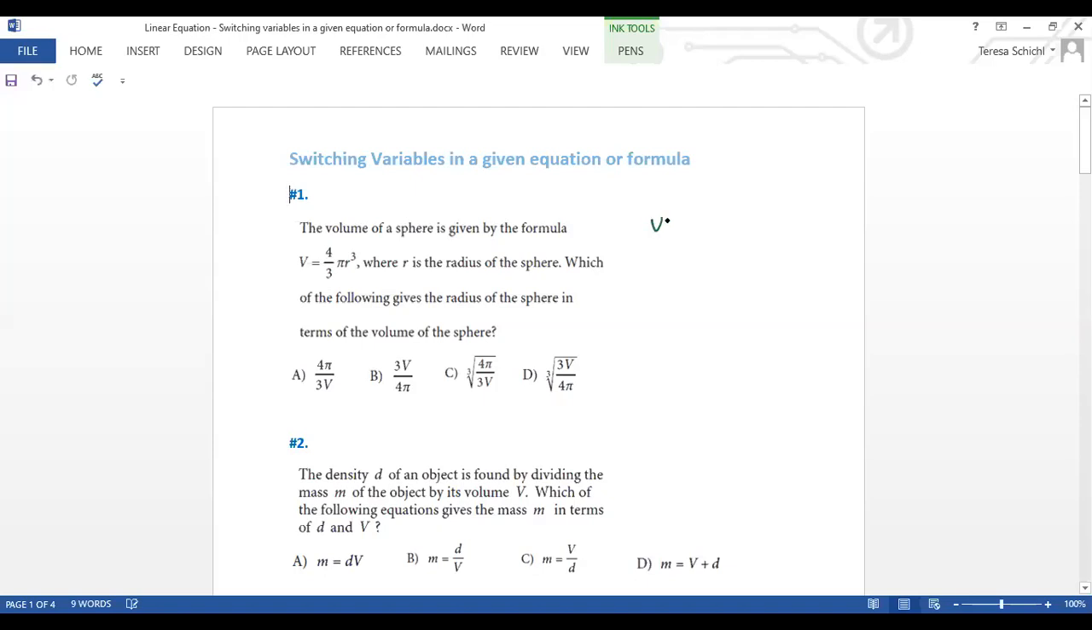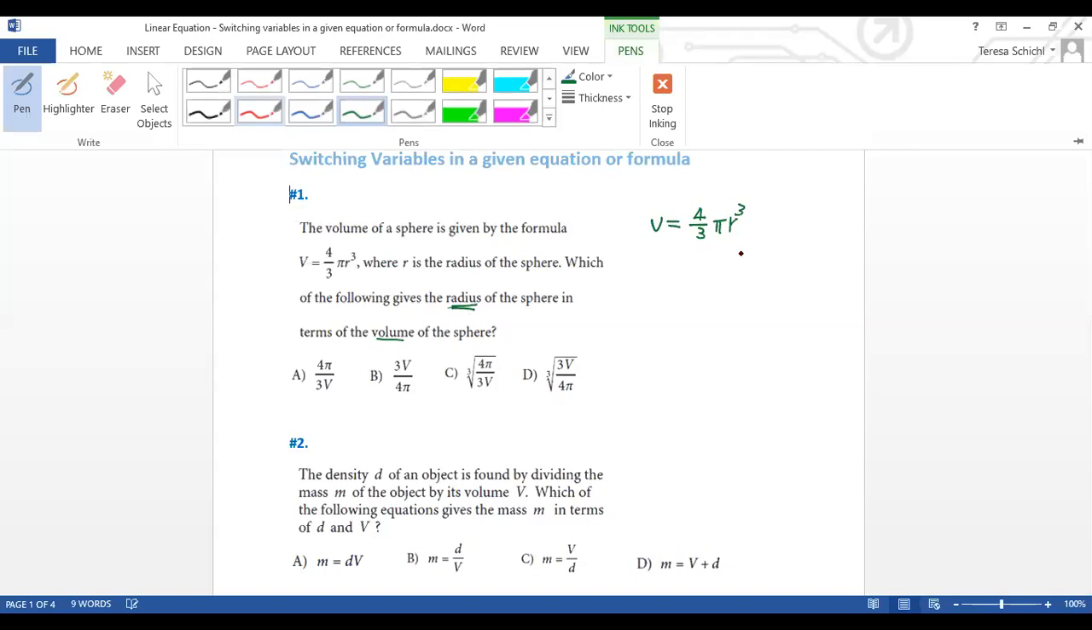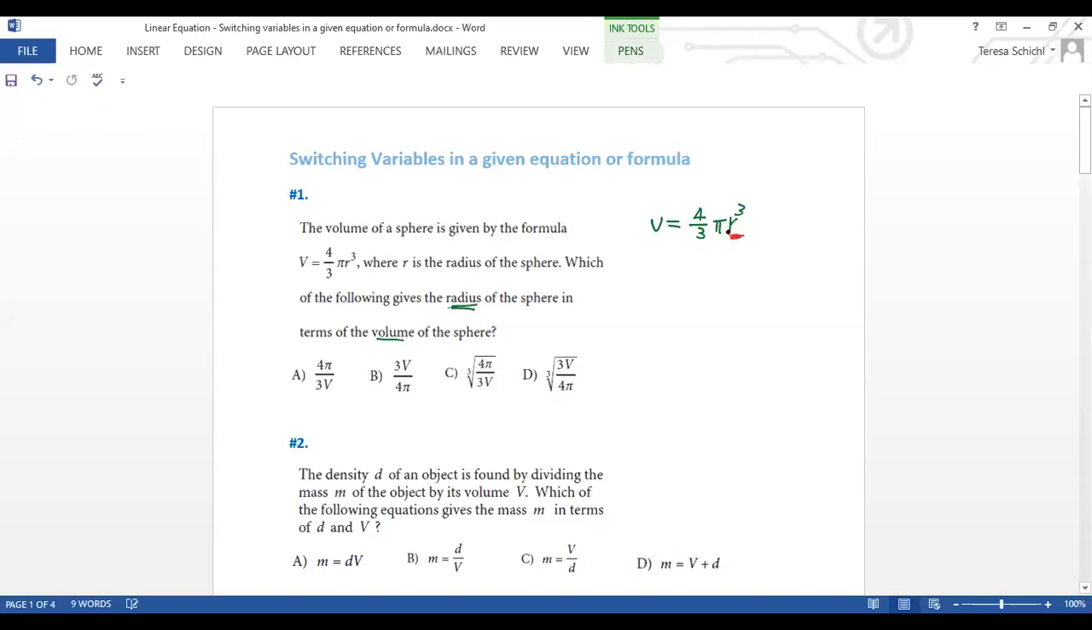Here, the problem gives us V equals 4/3 pi r cubed. What do they want us to do here? They want us to give the radius in terms of the volume. What does that mean? It means I need to find the radius in terms of the volume. That's what it means here. I want to change the formula to get the radius in terms of the volume.